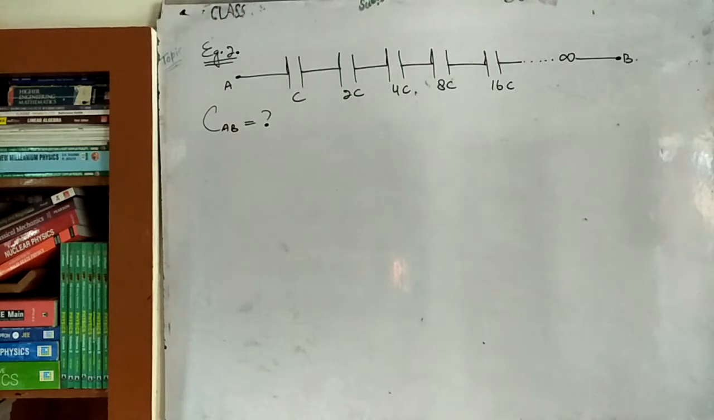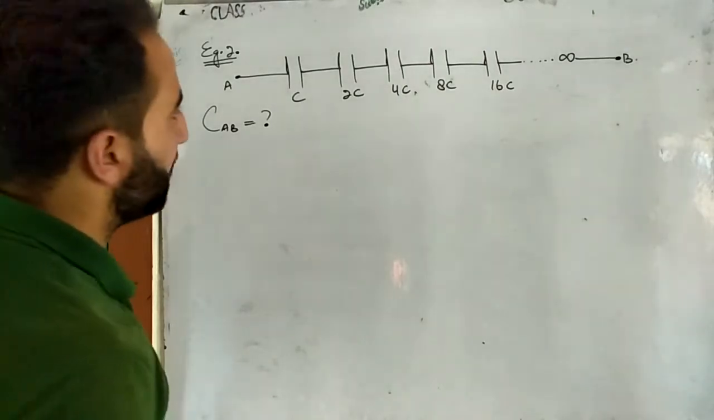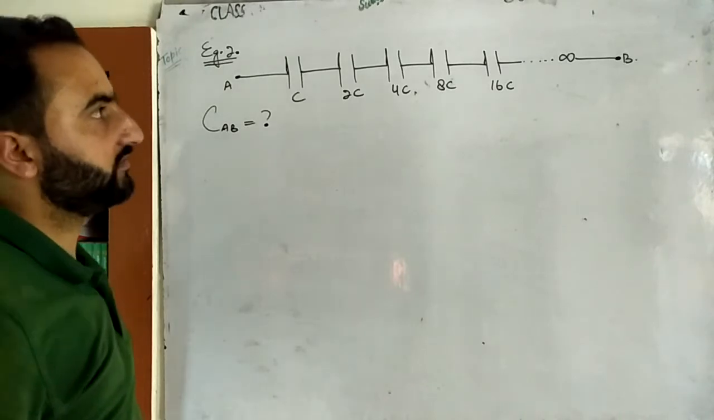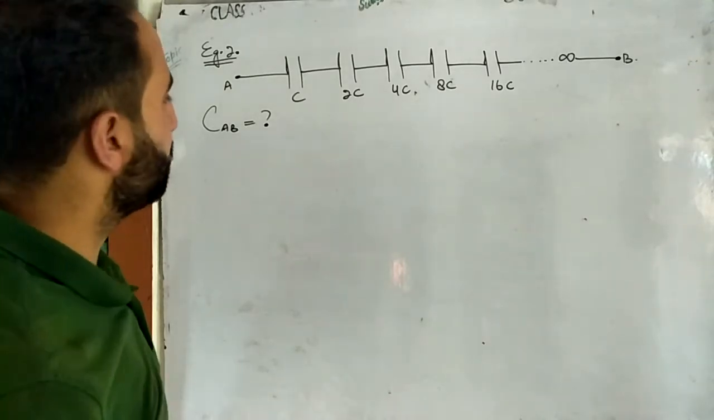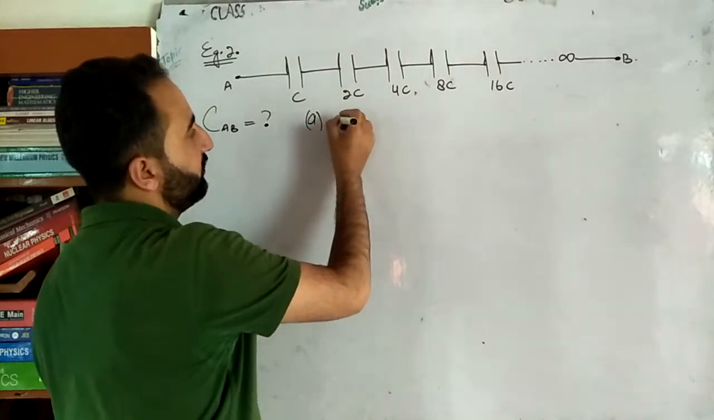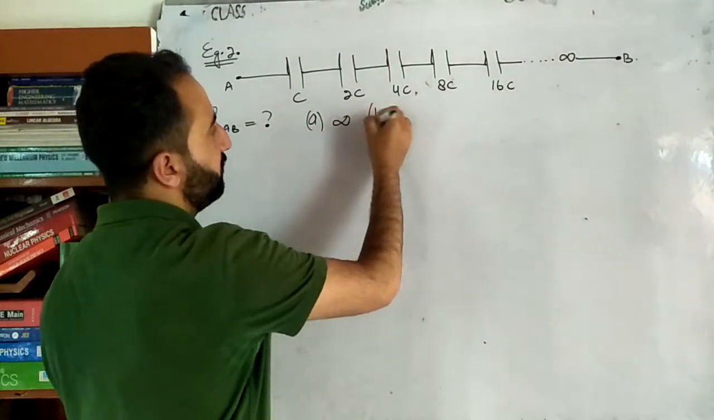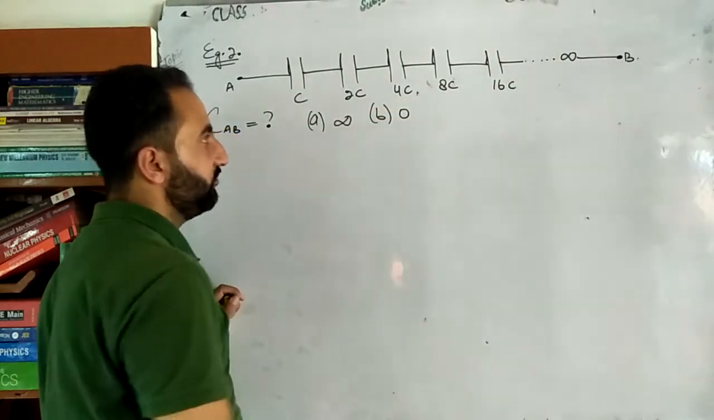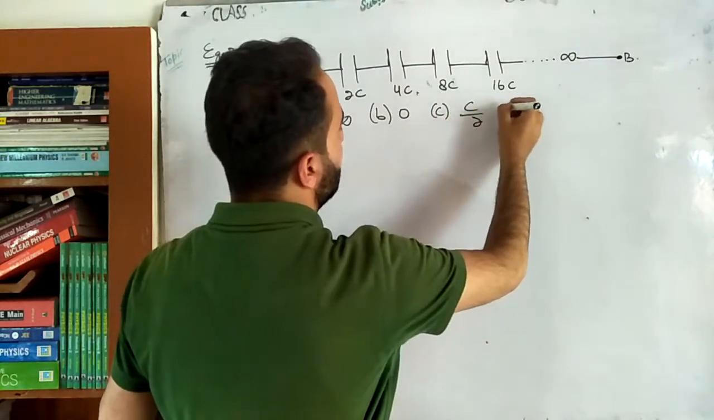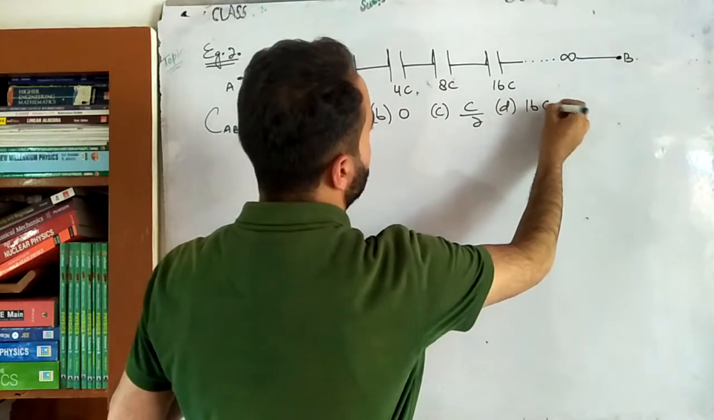Okay, another important example, example number 2, like this. These are infinite number of capacitors this time. So C, 2C, 4C, 8C, 16C and so on. ठीक है ना बेटा? The question is that calculate the equivalent capacitance. Option A is infinite capacitance. Option B is its equivalent capacitance is 0. Option C is its equivalent capacitance C by 2. Option D is its equivalent capacitance 16C.